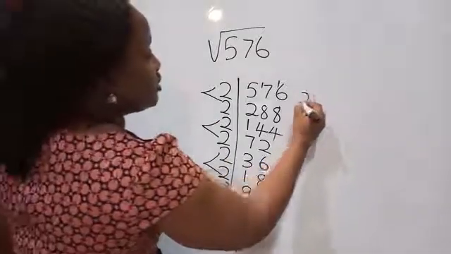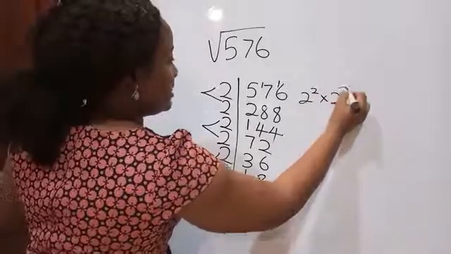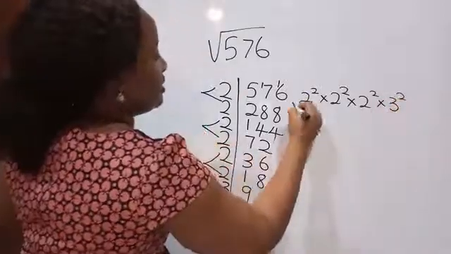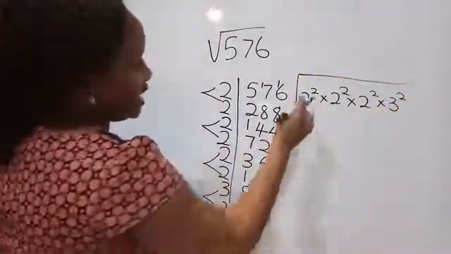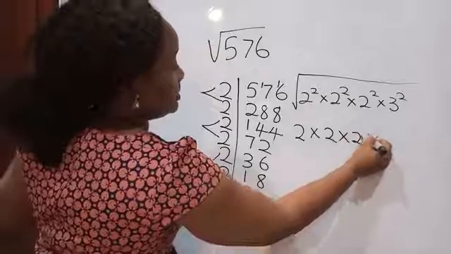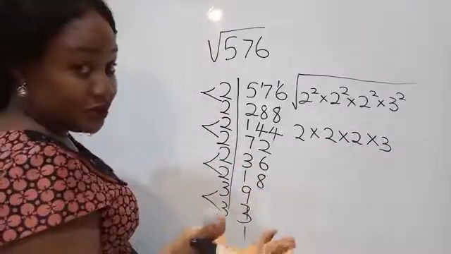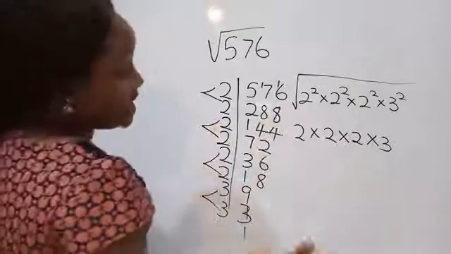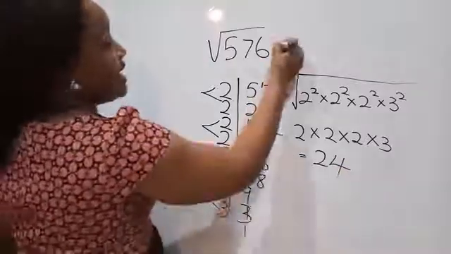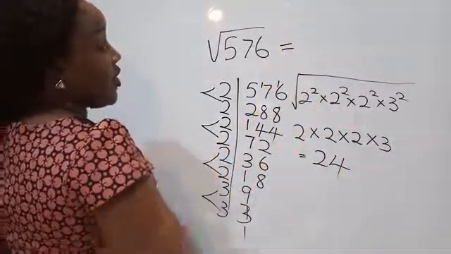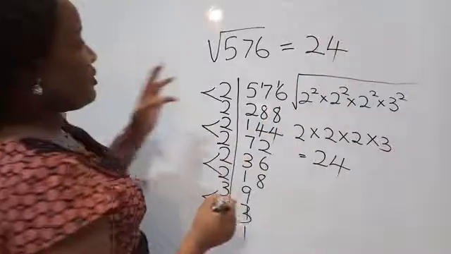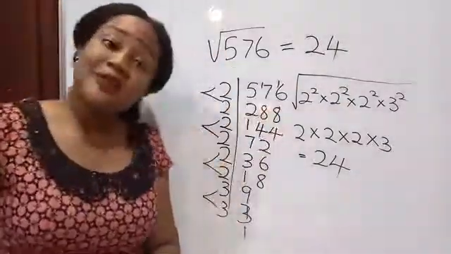So we have 2 squared times 2 squared times 2 squared times 3 squared. Supposed to find the square root of this. So we have here, 2 times 2 times 2 times 3. So 2 times 2 gives us 4, 4 times 2 gives us 8, 8 times 3 gives us 24. So 24 is the square root of 576.